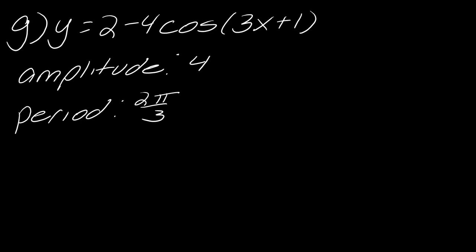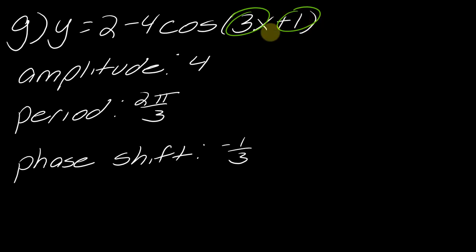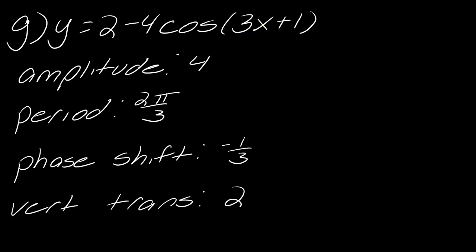Okay, amplitude is 4, period is 2 pi over 3, right? There's a 3 here. So for the phase shift, I take the opposite sign. This is +1, so I'm going to write -1 divided by 3. Phase shift is -1 over 3. And the vertical translation is 2, this number right here.